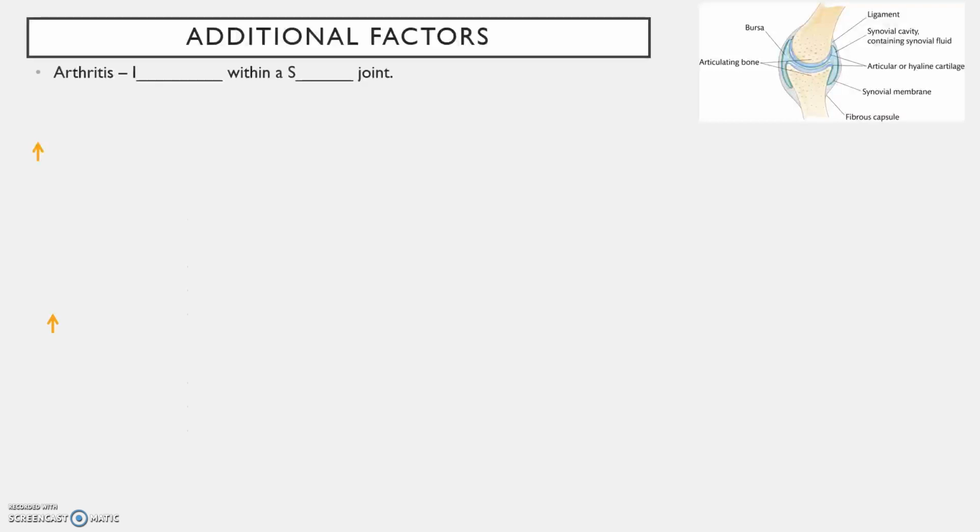So arthritis, what is it? Can you fill in the gaps there? And how does regular exercise help prevent arthritis? Think back to the responses of the skeletal system. It'll help you with this question. With regards to the fill in the blanks, arthritis is inflammation within a synovial joint. So this is the synovial joint here. Inflammation within this joint is known as arthritis, and it causes pain and discomfort.